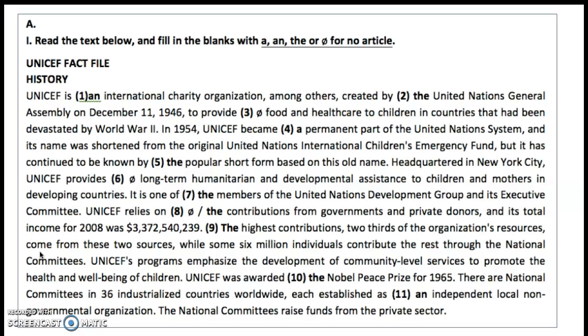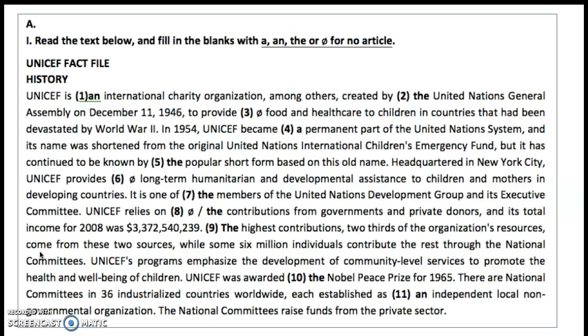Number 2. United Nations is only one of something in the world, which means it is unique, so it is used with the. Another similar question is number 10. Because there is only one Nobel Peace Prize, so again, the is the answer. In the third question, food and healthcare are general and uncountable nouns, so we use no article.